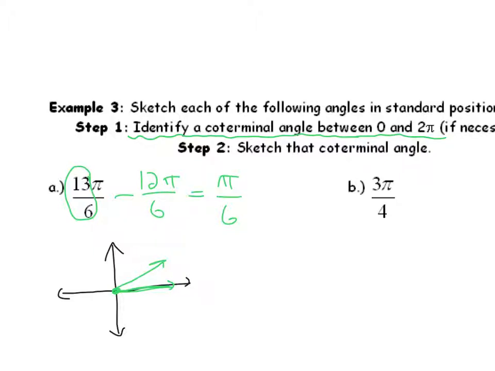So I sketch that coterminal angle, I sketch that pi over 6. The only other detail that I then need to actually make it that 13 pi over 6 that the problem asks is just the direction arrow. So if I go from here to here, that's pi over 6, but I had to go that one whole extra revolution around, and now that guy right there is 13 pi over 6.